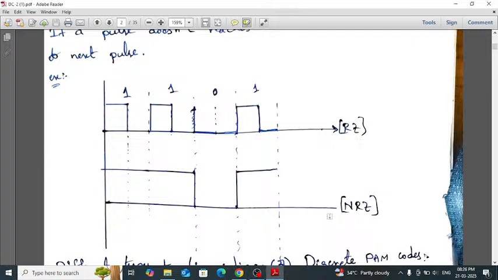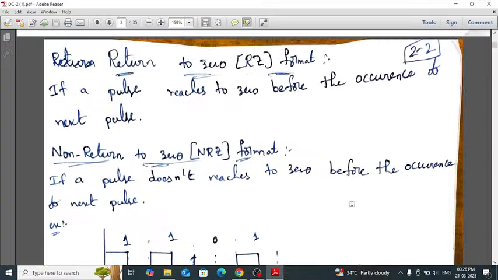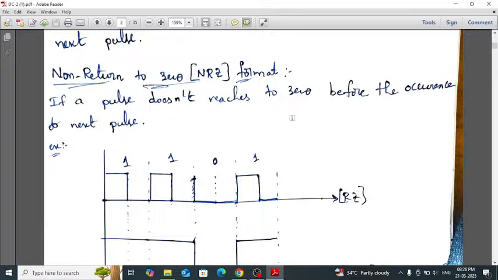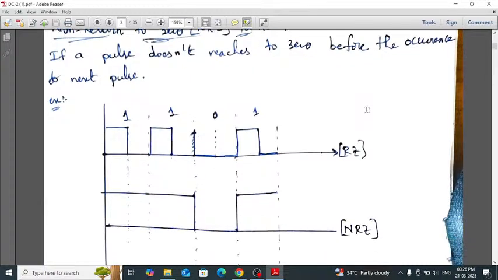Discrete means basically they have only zeros and ones. In this we have two types, return to 0 type and non-return to 0 type. Return to 0 is represented as RZ and non-return to 0 is represented as NRZ. Return to 0 means the pulse reaches 0 before the occurrence of the next pulse. Non-return to 0 means the pulse does not reach 0 before the occurrence of the next pulse.